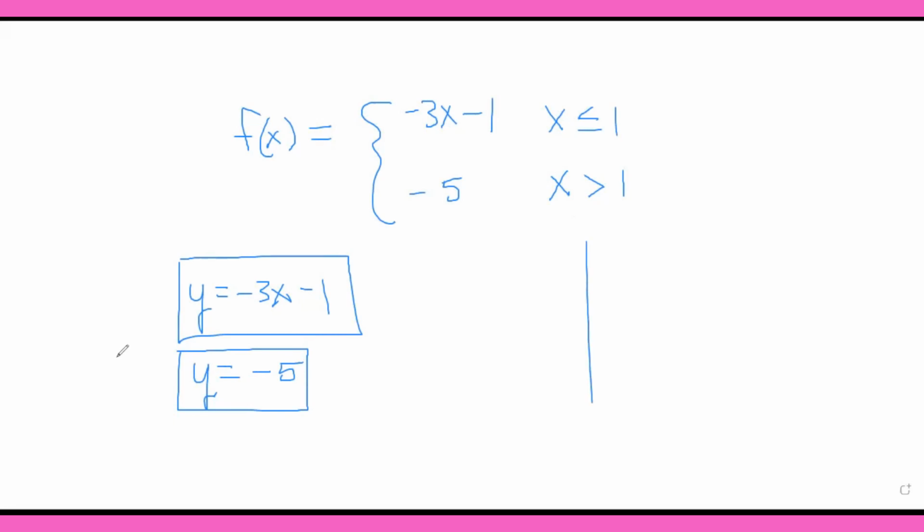So if we think about just these two functions and graph them separately, first y equals negative 3x minus 1. I call this home mx plus b. b is our y-intercept, so I know where I cross the y-axis is down here at negative 1. Then m is our slope. In this case, there's no fraction, so it's just negative 3 over 1.